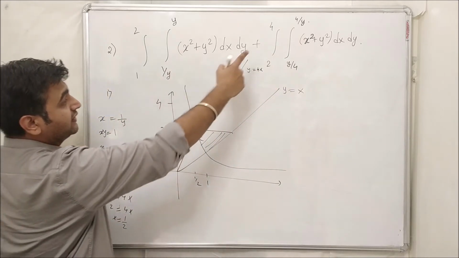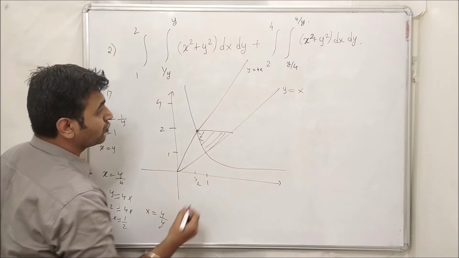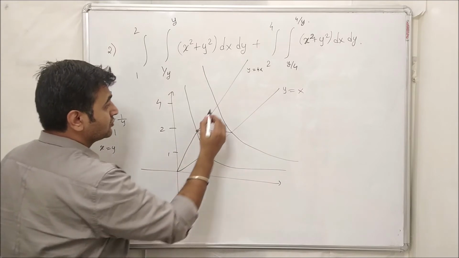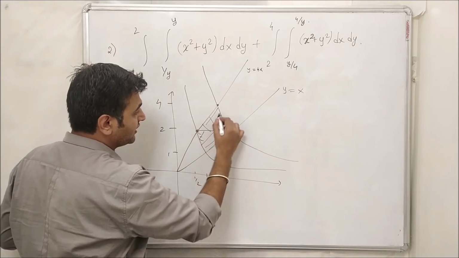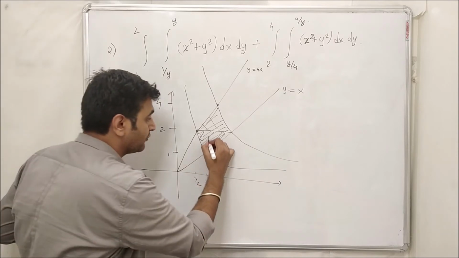Good. Now what is the last thing? x equal to 4 by y means xy equal to 4. So if you try to draw this, something like this. So this is the point, and so this is the ultimate region you have. This is the region of integration. This is our D now.